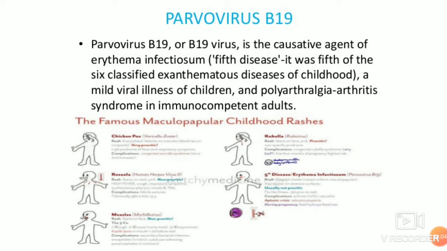So, parvovirus B19 is a causative agent of erythema infectiosum. It is also called the fifth disease because when children are infected with this virus, on the fifth day they show redness in the cheeks, which looks like someone has slapped the child. And also it gives mild illness in children, and polyarthralgia arthritis syndrome in immunocompetent adults.